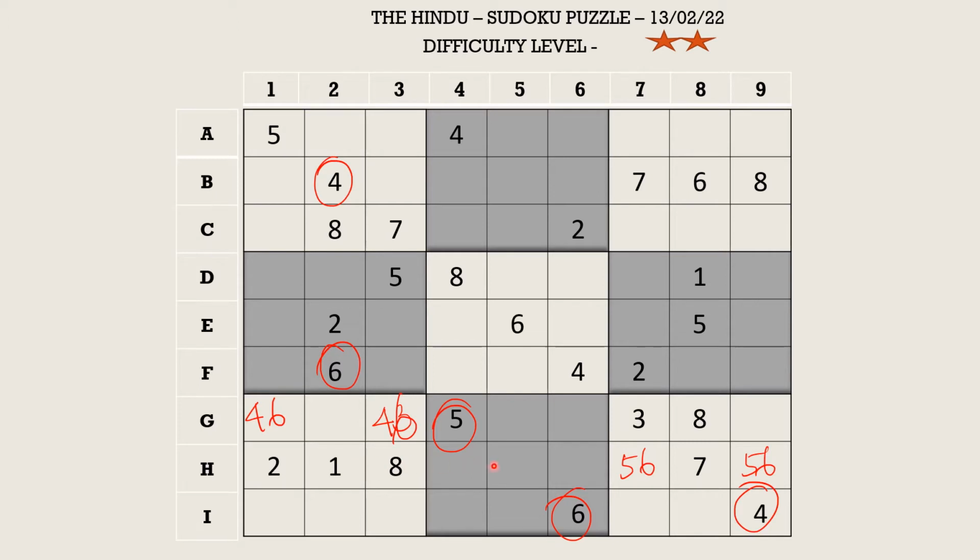Now in H row, you have only 3 empty cells and you have a 4 in column 6 and a 4 in column 4 which blocks these two cells. So this is the only cell where 4 can be, that is H5 takes 4. Now there are only 2 empty cells in H row and the missing numbers are 3 and 9.